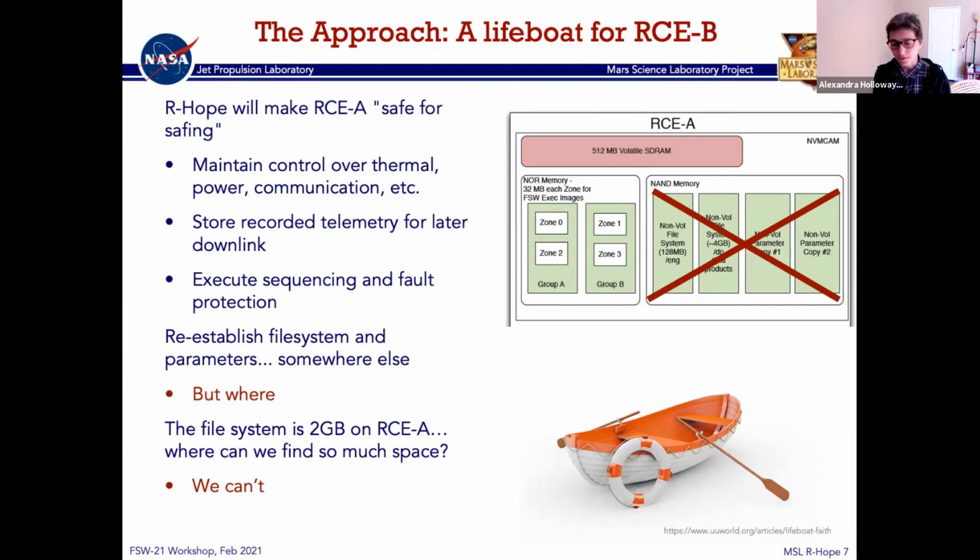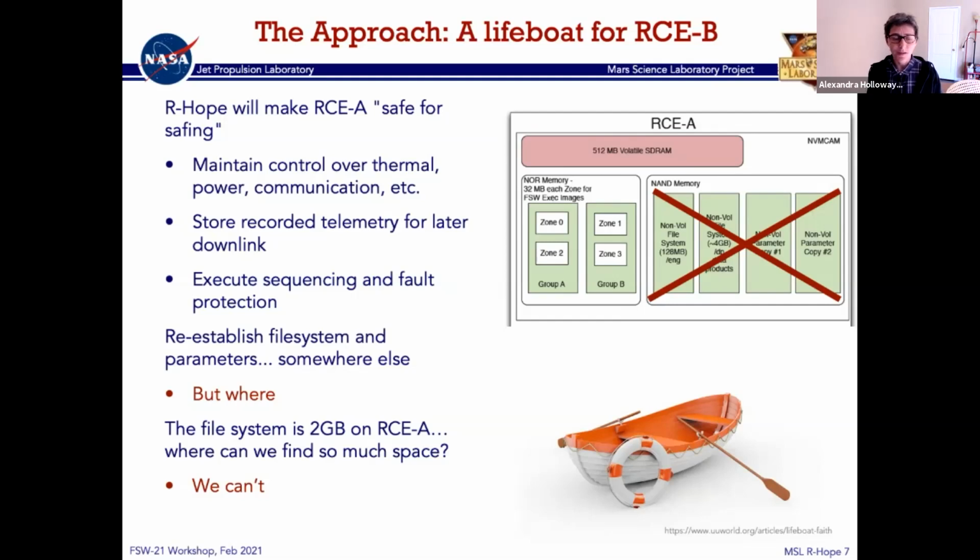The R stands for release number. And hope means, gosh, I hope it works. And our hope would make RCE-A safe for safing. So if we have a safing event on RCE-B, we swap over. R-HOPE aims to maintain control over the thermal, power, communication, and all these necessary things that we really want to continue using. We want to be able to store recorded telemetry so that we can downlink it later. We want to execute sequencing and fault protection.